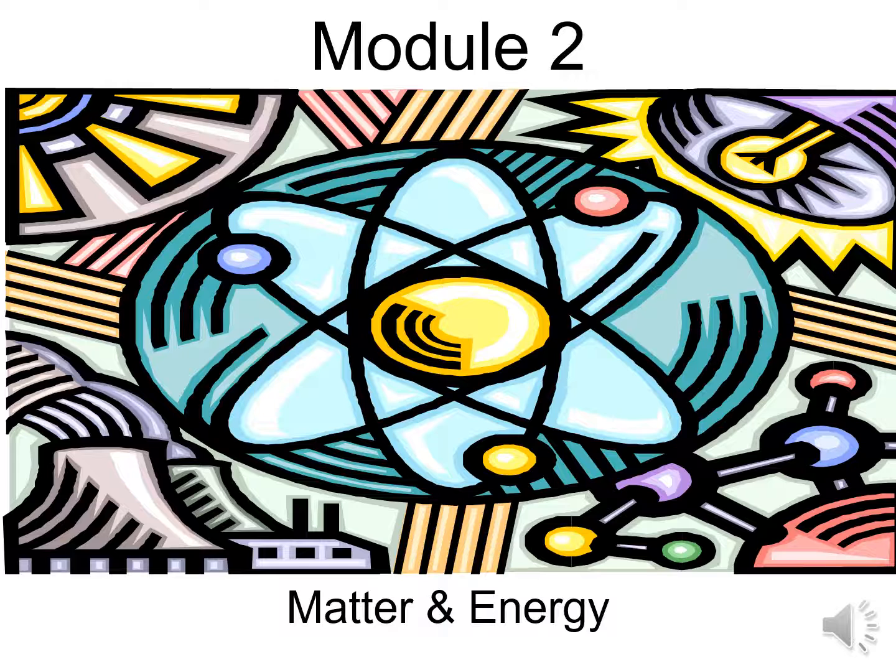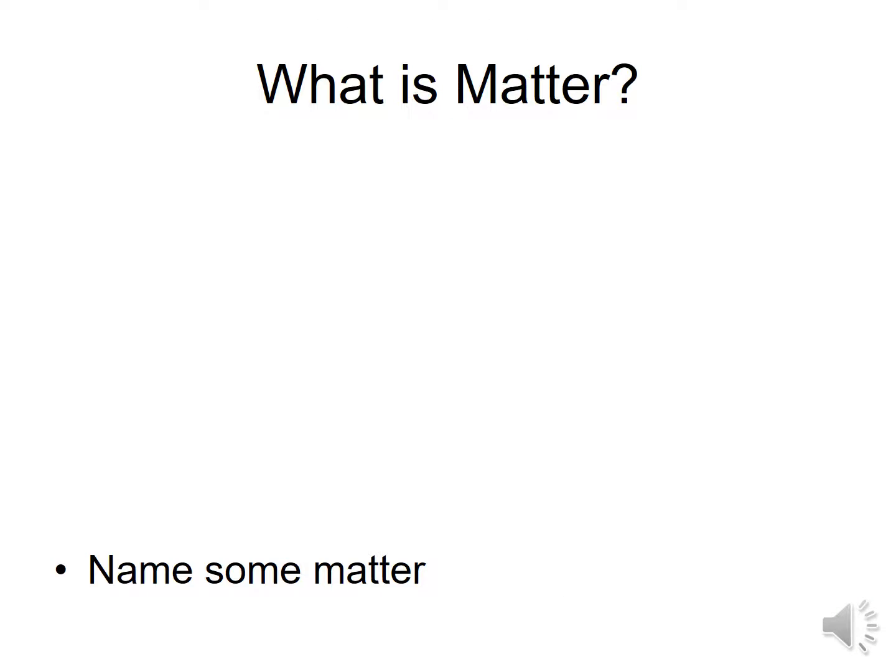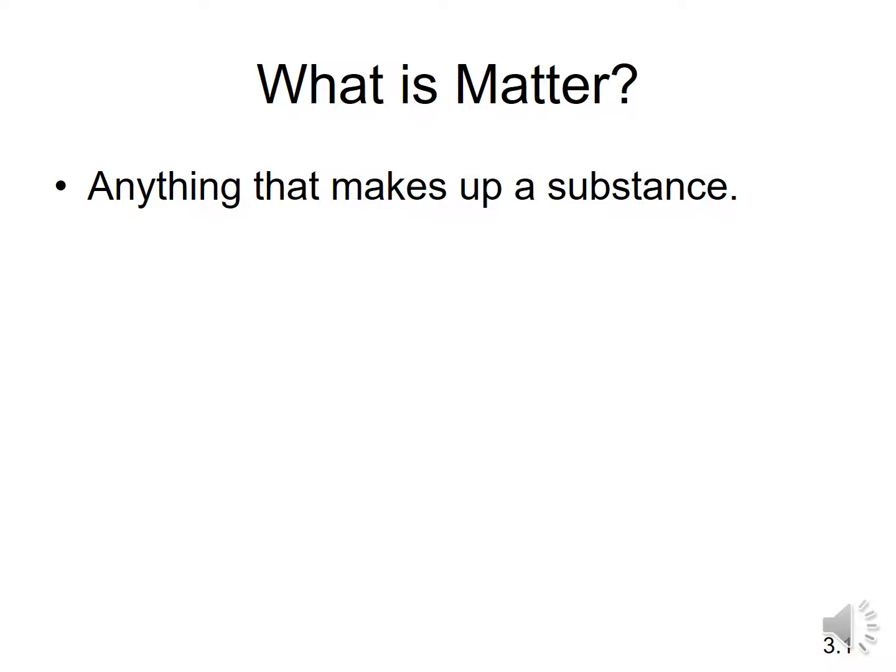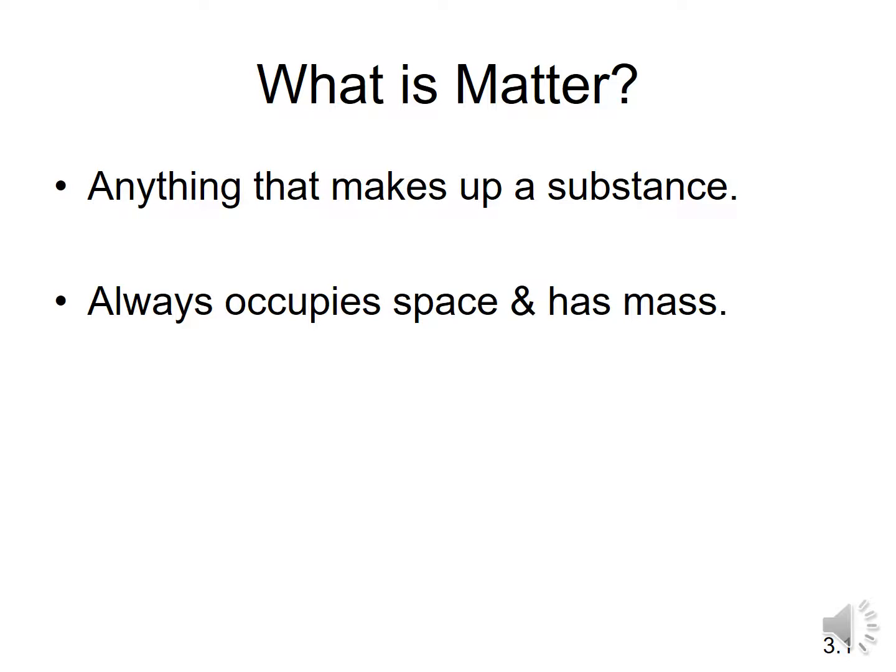3. So as you're doing your work on your class supplement, you might want to use Chapter 2 instead of Chapter 3 for this, if you're working out of the 10th edition textbook. So what is matter? Could you name some different examples of matter? Matter is anything that makes up a substance.